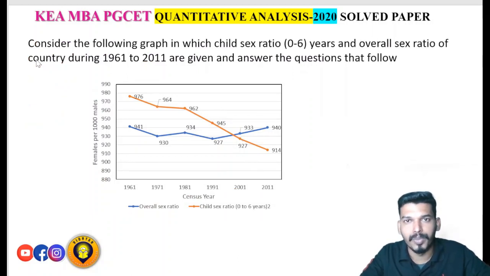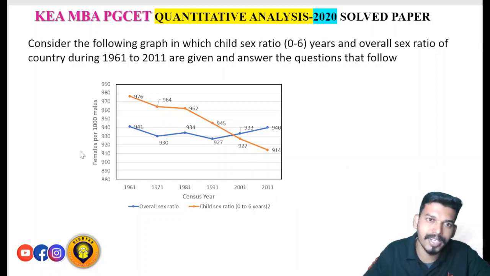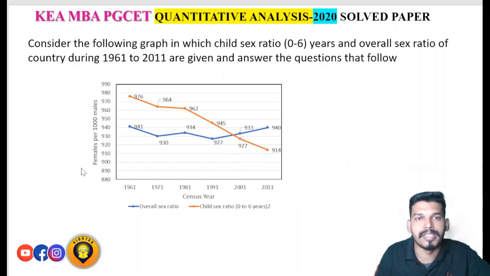Consider the following graph in which child sex ratio 0 to 6 years and overall sex ratio of the country during 1961 to 2011 are given, and answer the questions that follow. See, the child sex ratio is given in the orange line and the overall sex ratio in the blue line. The y axis is females per 1000 males and the x axis is the census year: 1961, 71, 81, 91, 2001, 2011.